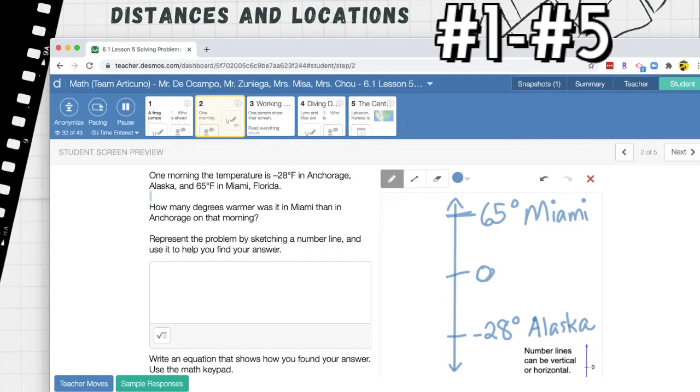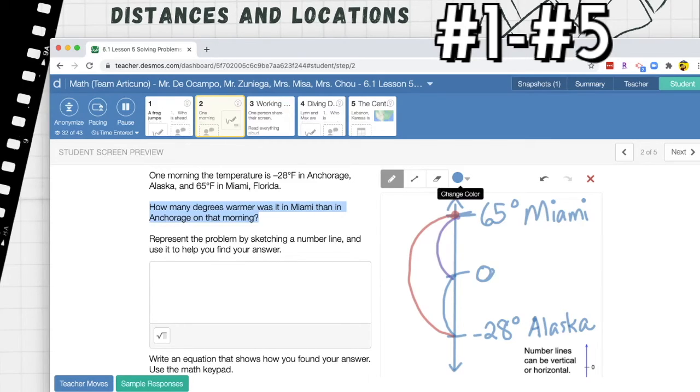How many degrees warmer was it in Miami than in Anchorage? So basically what they're asking for when I read this question is they want to know the distance between here to here. How far is it from here to here? Well, what I'm going to do is break this up into 2 parts. If I want to figure out how far it is from here to here, then maybe I can figure out this part, and then I can figure out this part.